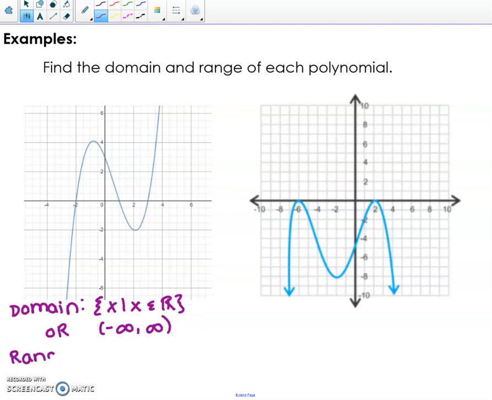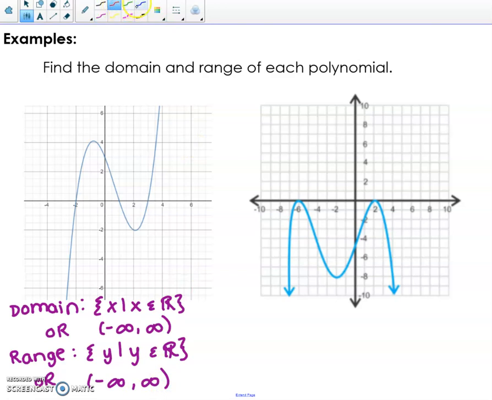The range, because this is a cubic and the degree is odd, again, it's going to be all real numbers. So if we're using set notation, the only thing that's different is that we're going to use y instead of x. So y such that y is an element of all real numbers. Or if we want to use interval notation, again, we'll say negative infinity to infinity.